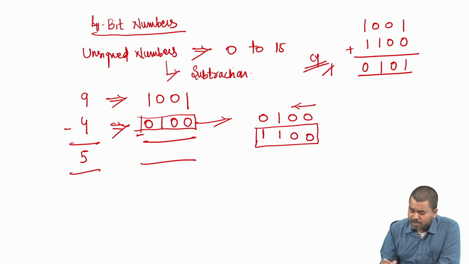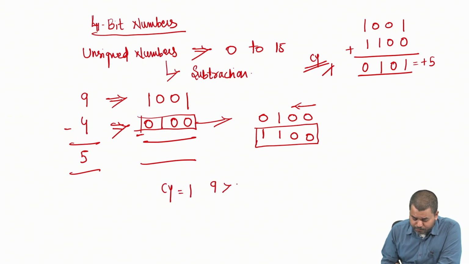Generally we ignore the carry to interpret the result. Here the result is nothing but plus 5. You know that 0 1 0 1 is plus 5. But here I want to convey this point: if we get an end carry, the interpretation is that 9 is greater than 4.